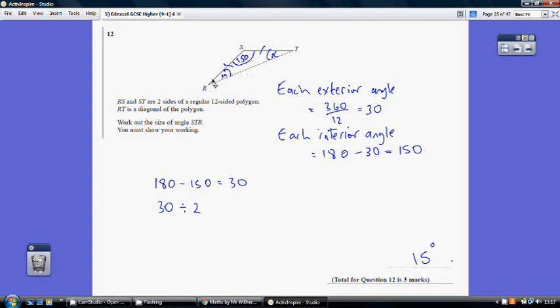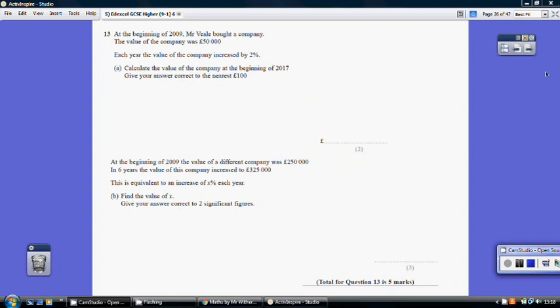Now remember, this is an isosceles triangle, base angles are equal. Angles in a triangle add up to 180, so we know that we've got 30 degrees left over to spread equally over these two base angles. So X, angle STR, must be 30 divided by 2, which is 15. Question 13.